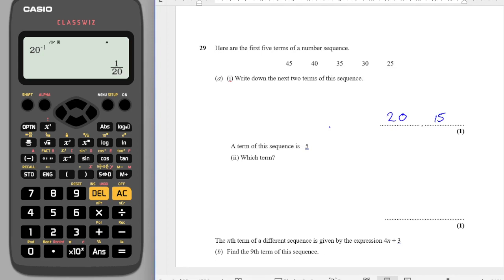A term in the sequence is minus 5. Which term? So if we carry on with the sequence, actually, I'm going to do that like this. So the common difference between the terms is 5, so that means there's a minus 5n at the start of the sequence, and we need to add on 50 to get to the original first term, and we're going to say when is that equal to minus 5. So 45 has to be equal to 5n. Divide by 5, 9 is equal to n, so it would be the 9th term.